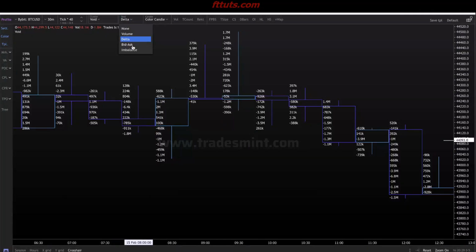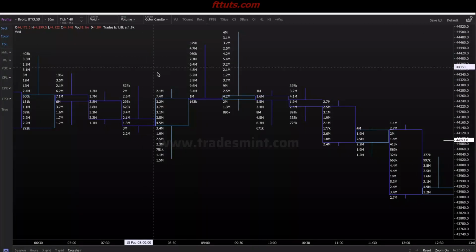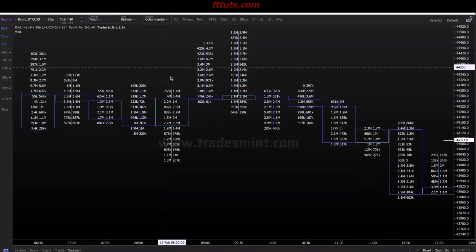Just to recap, bid ask, this is dividing the volume up into total buys and sells. Sells are on the left, buys are on the right. We can see right here at this candle at the price of 44,260, if we go to volume, there's a total of 2.1 million volume, but if we go to bid ask, of that 2.1 million volume, 1.4 million were buys and 768,000 were sells.